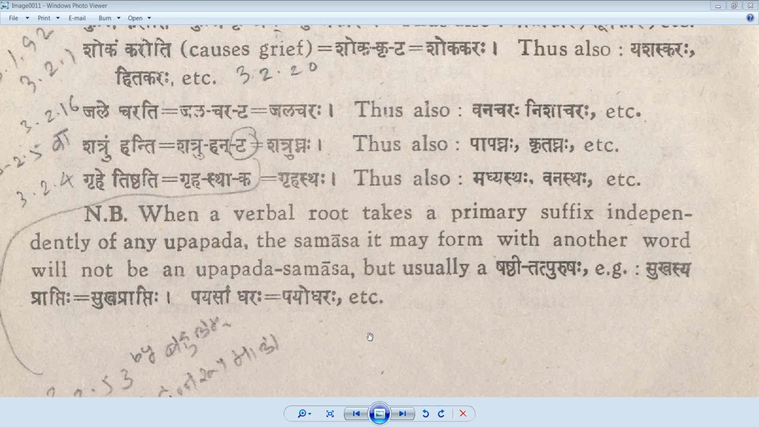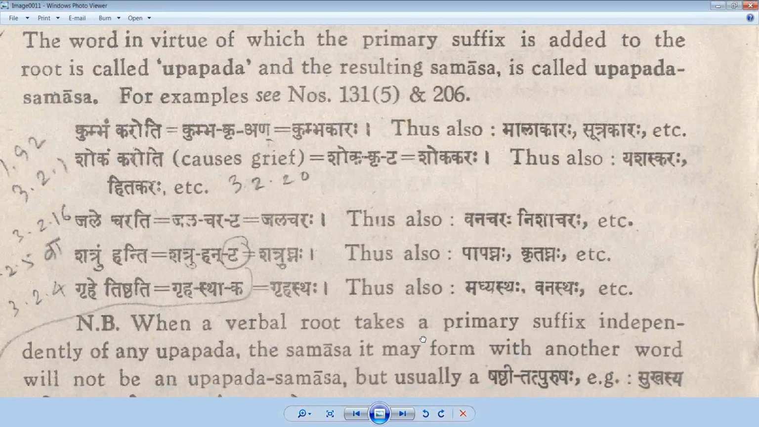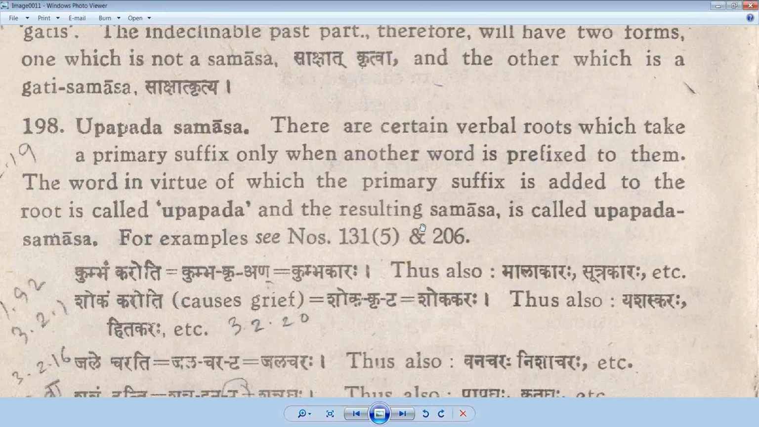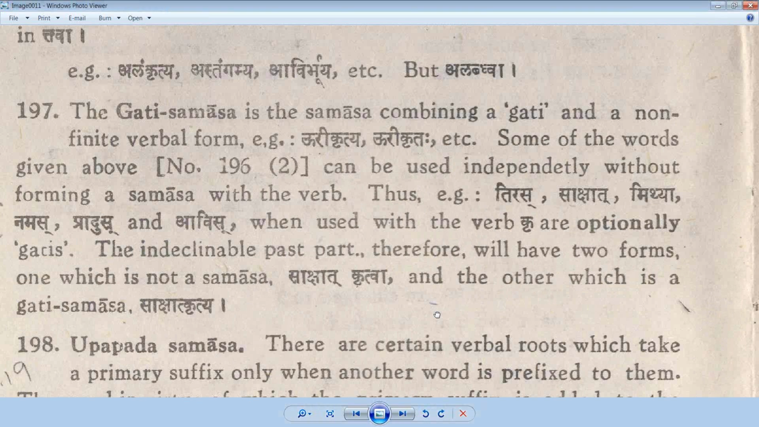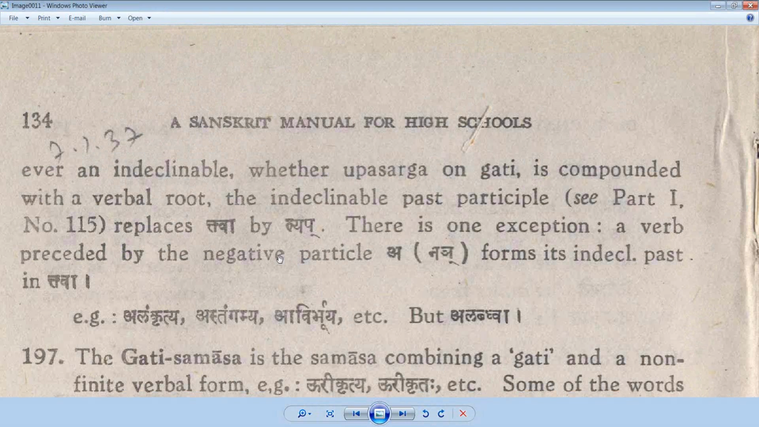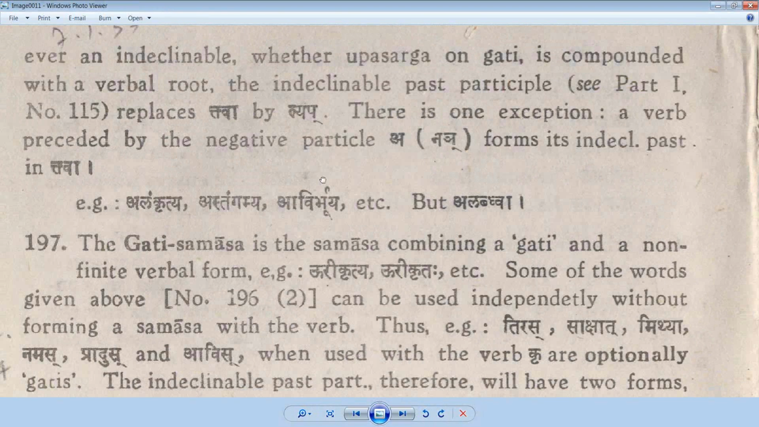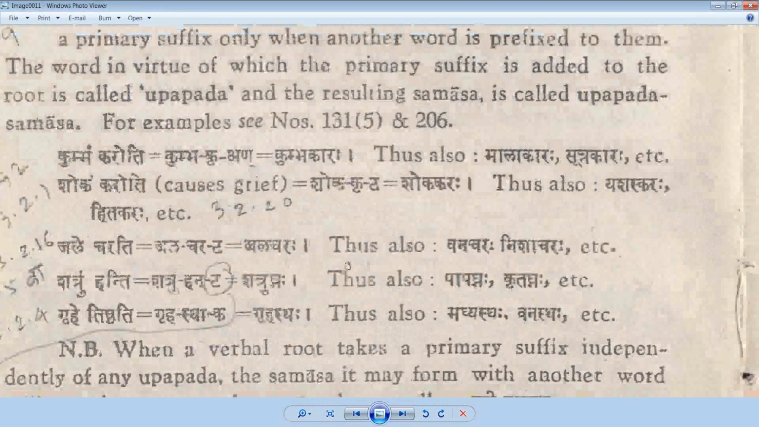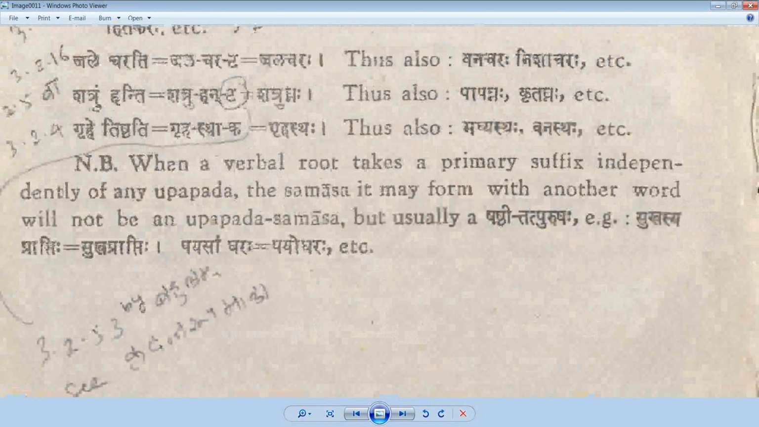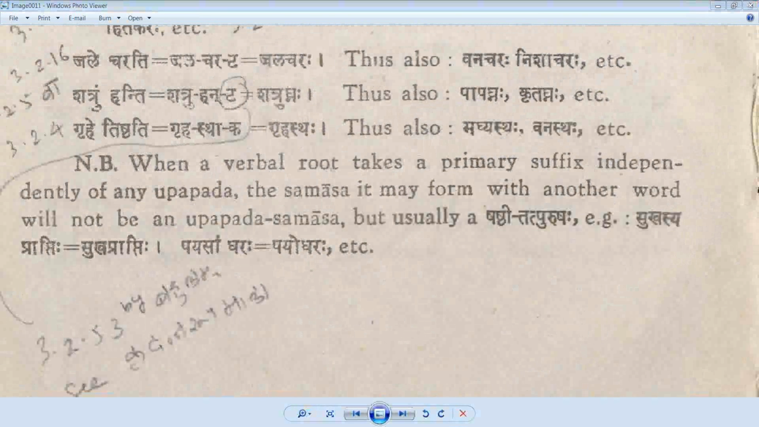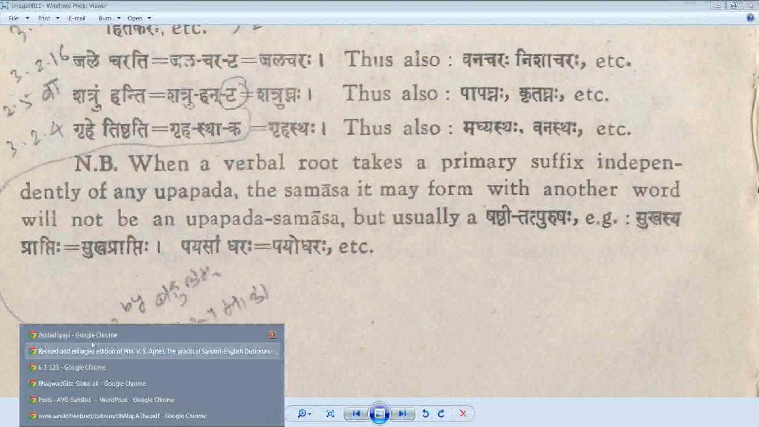Okay. The last time we were at the bottom of this page, page number 134, on the very last part. This note at the bottom of page 134 says that when a verbal root takes a primary affix, again, primary affix means krit pratyaya. They use these terms, primary affix and secondary affix, in English. Primary affix simply means krit pratyaya, by the sutra krudatin.